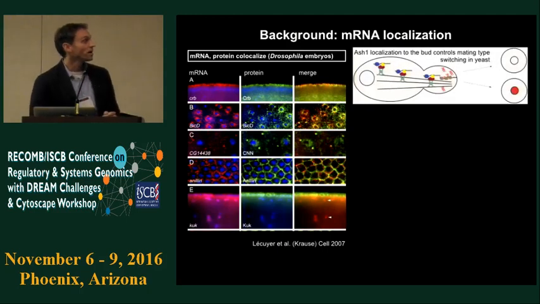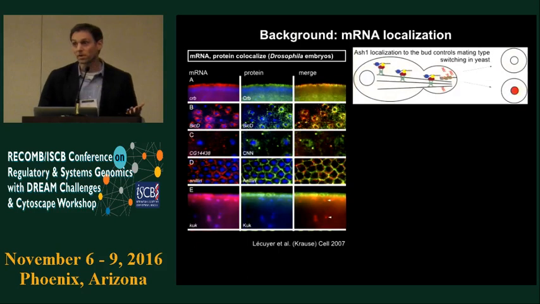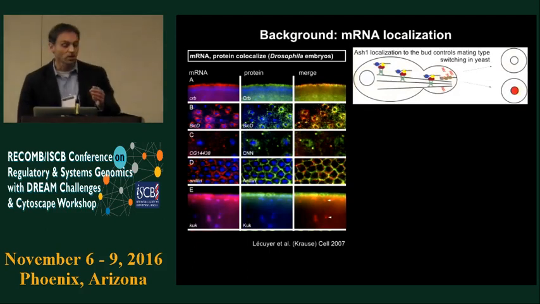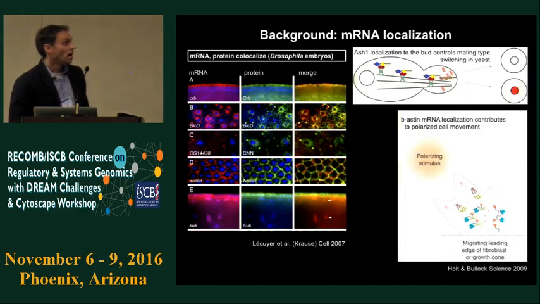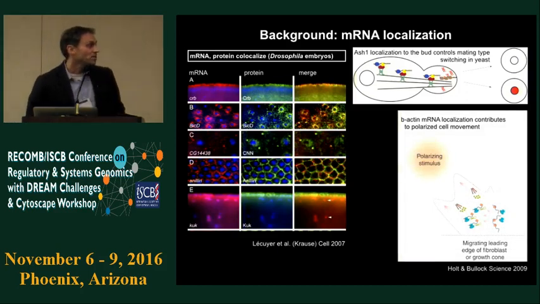And we know in other systems that localization can be very important. So the localization of the ASH1 message in yeast is required for mating type switching, for example. There's some machinery that localizes that is known. And in a mammalian system, localization of beta-actin mRNA to the leading edge helps polymerize actin at the leading edge and pushes the cytoplasm out, and it's important in fibroblast motility, for example.